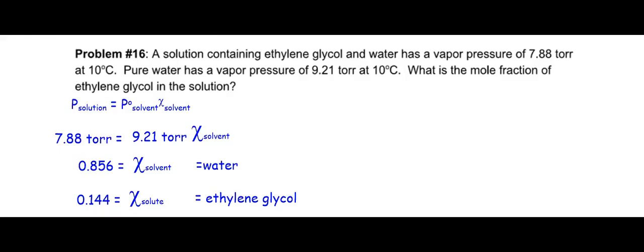Okay, if you read this, you see it's a very similar problem, but what was really nice, you're solving for the mole fraction. This is a whole lot easier now, isn't it? They gave you the pressure of the solution. They gave you the pure vapor pressure of the, I guess, of the water, and you're asked to solve for the mole fraction. So when I did this, all right, I'll divide both sides by 9.21. I got 0.856, and that's your chi of your what? Your solvent, which is what? Your water, okay?